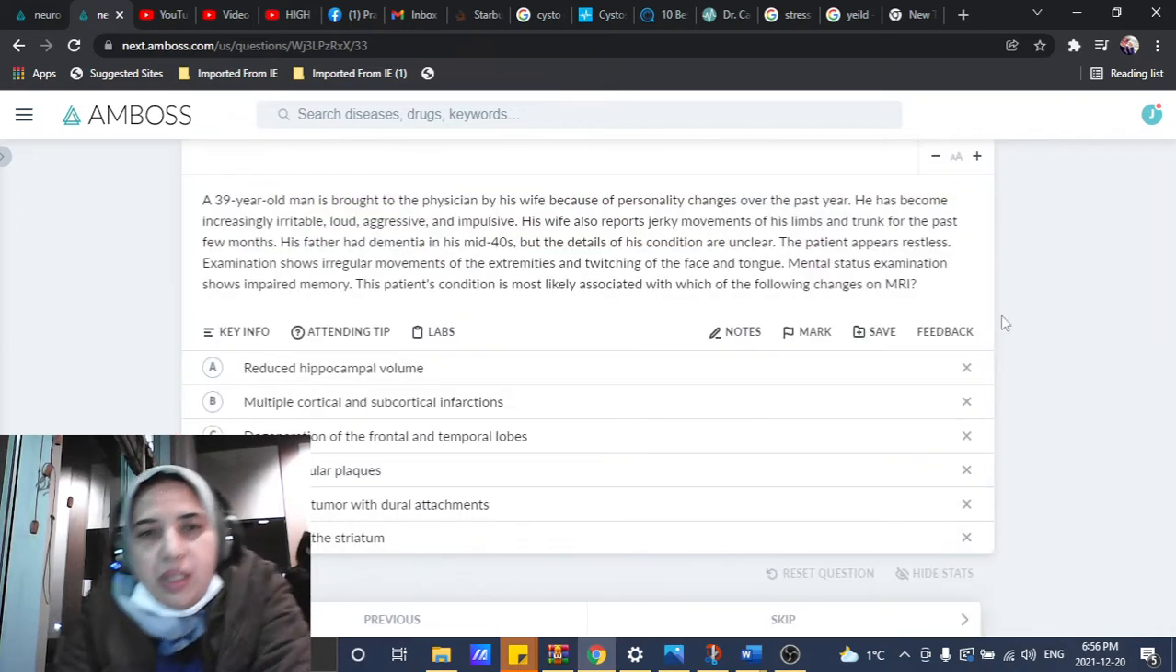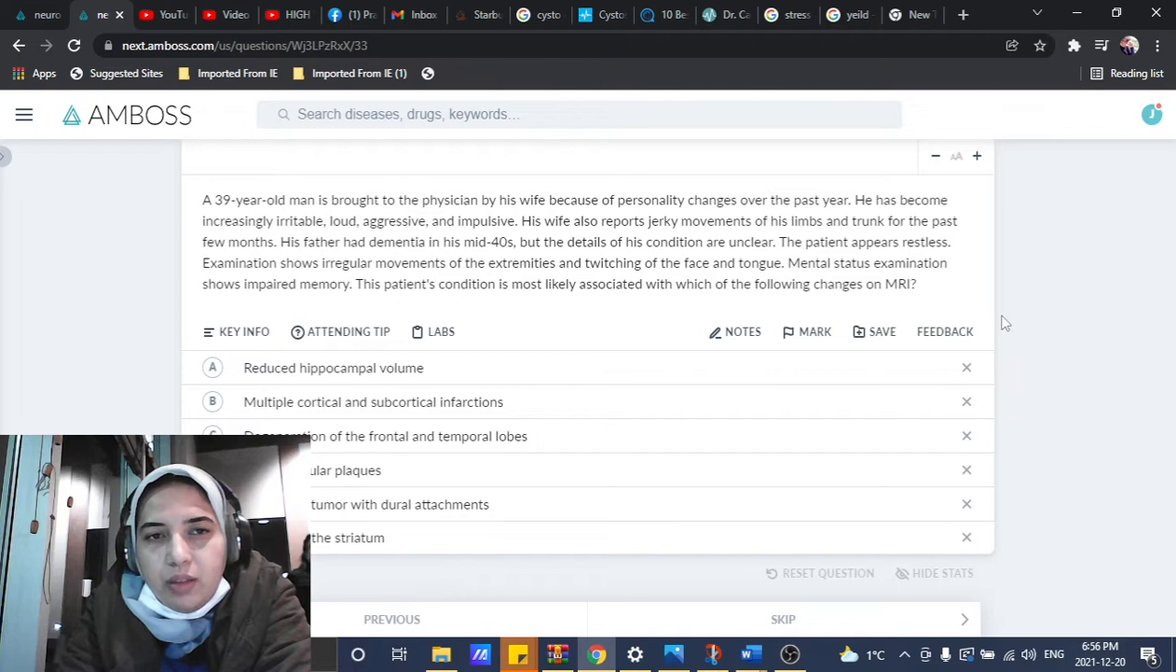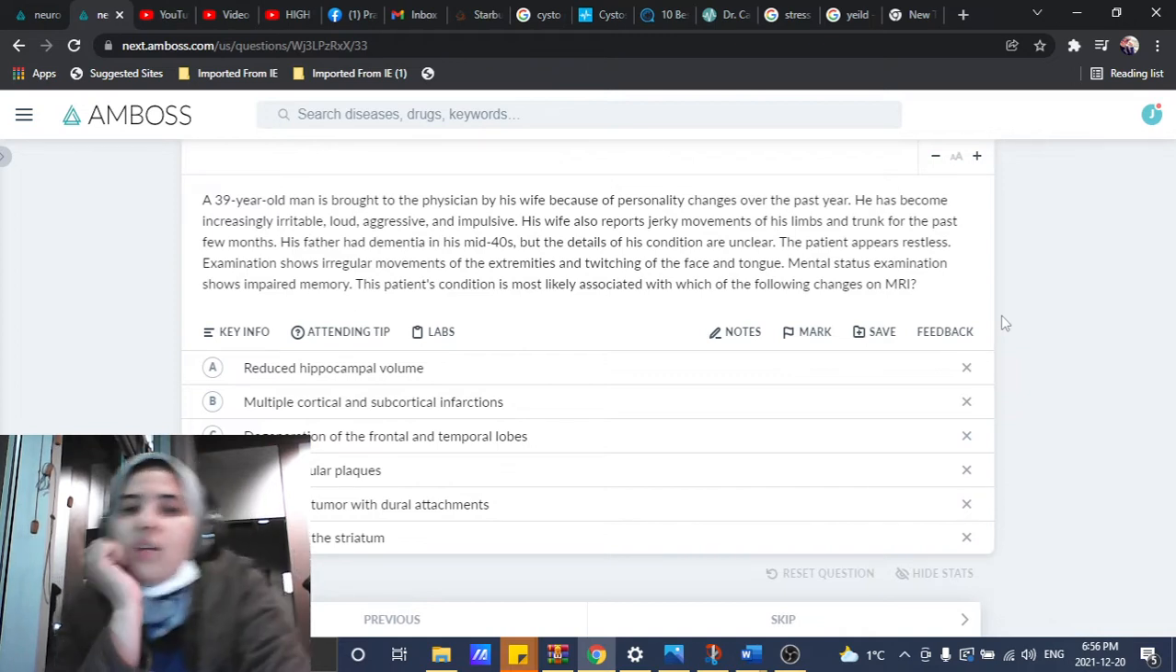A 39-year-old man is brought to the physician by his wife because of personality changes over the past year. He has become increasingly irritable, loud, aggressive, and impulsive. His wife also reports jerky movements of his limbs and trunk for the past few months. His father had dementia in his mid-40s, but the details of his condition are unclear. The patient appears restless. Examination shows irregular movements of the extremities and twitching of the face and tongue. Mental status examination shows impaired memory. This patient's condition is most likely associated with which of the following changes on MRI?